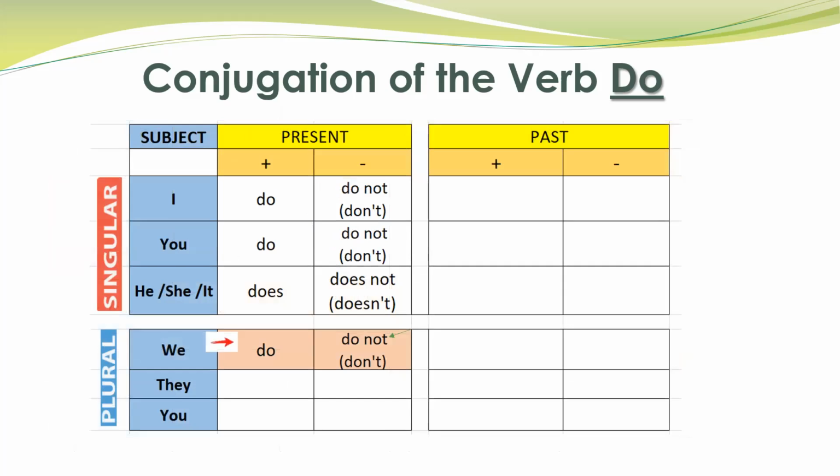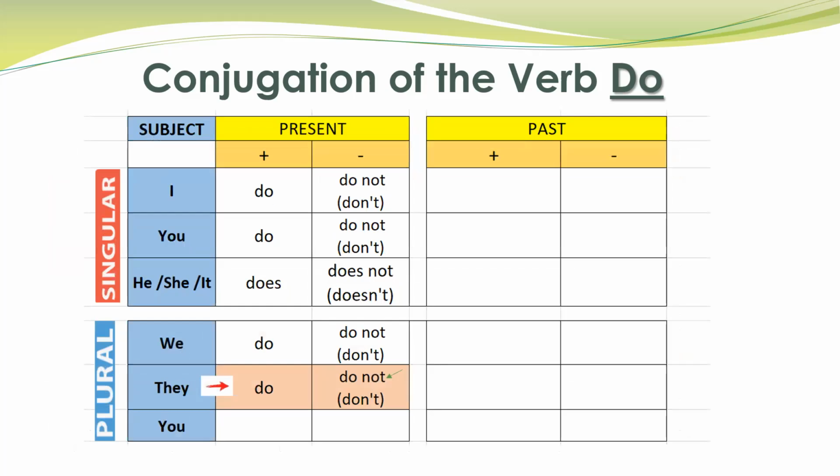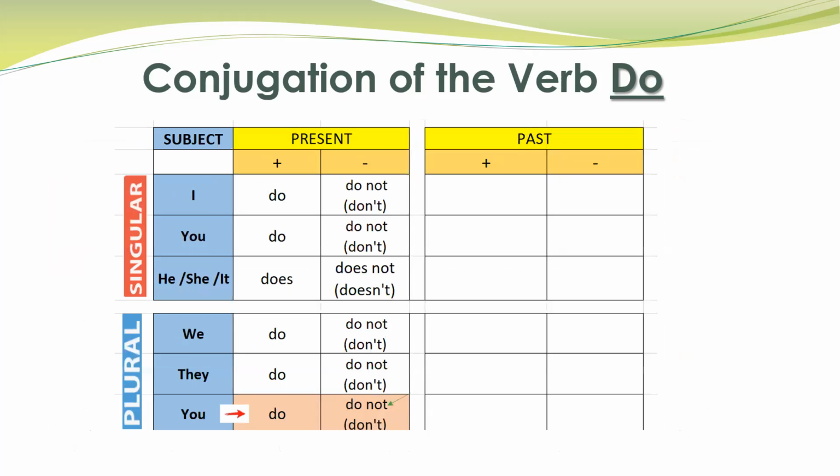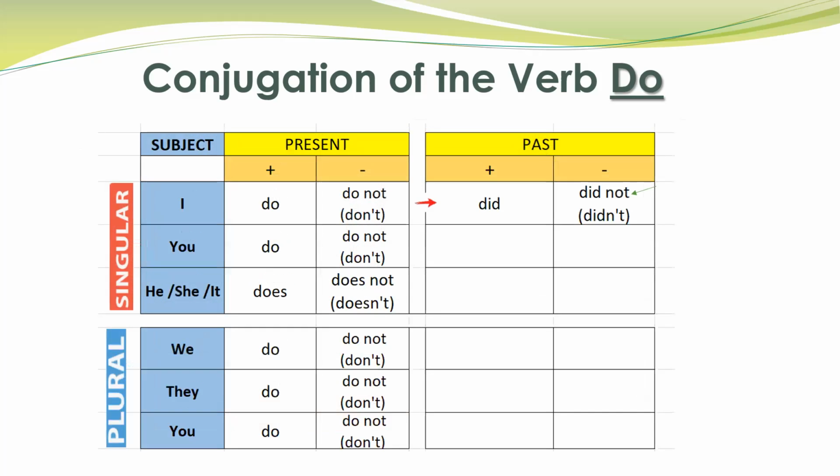Let's move on to the plurals. We do. Present affirmative. We do not. Present negative. We're just adding not right next to do. That's all it is. Most people would say don't. Same here. Same form. We use do for they, do not in the negative present. You, as in many of us, we use do and we use do not. Present negative.